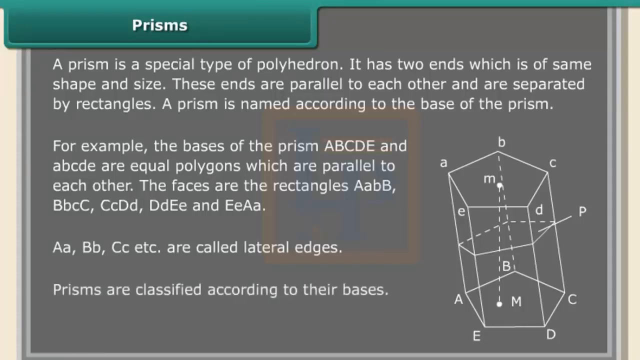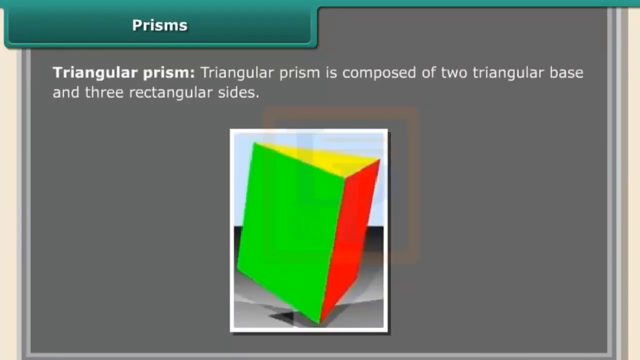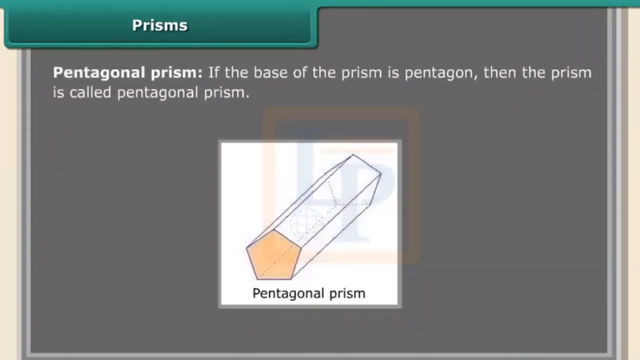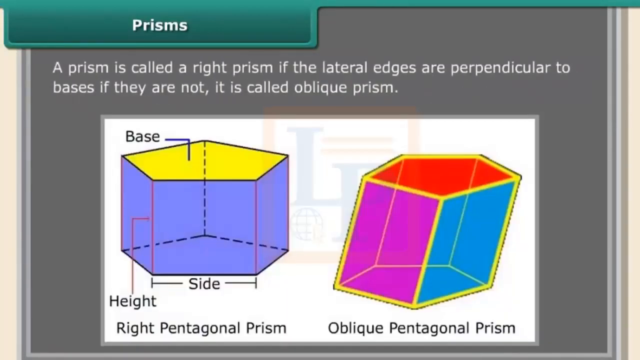Prisms are classified according to their bases. Triangular prism: a triangular prism is composed of 2 triangular bases and 3 rectangular sides. Pentagonal prism: if the base of the prism is pentagon, then the prism is called pentagonal prism. A prism is called a right prism if the lateral edges are perpendicular to the bases. If they are not, it is called oblique prism.